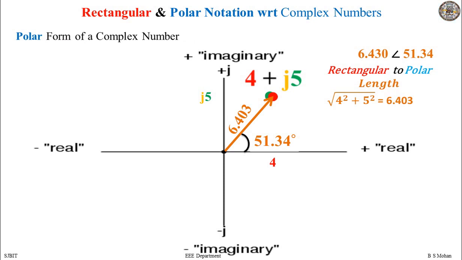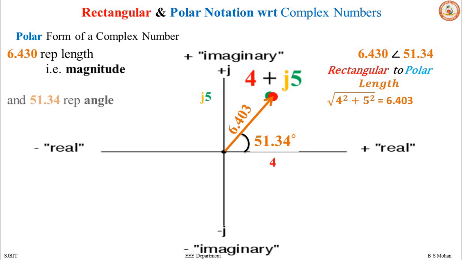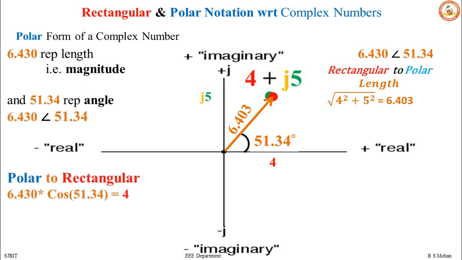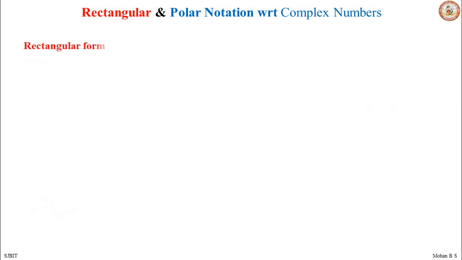So let's see how we convert now from polar form to a complex number. The length we have found is 6.403, so let's try to convert it back into 4 plus j5. That's its magnitude, and the angle is 51.34. So let's see how we convert polar to rectangular form. 6.403 into cos of 51.34 would get back your real part, that is 4, and similarly 6.403 into sine 51.34 would give you your imaginary part, that is 5.